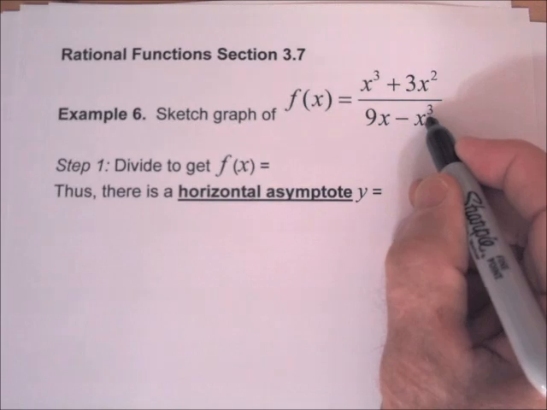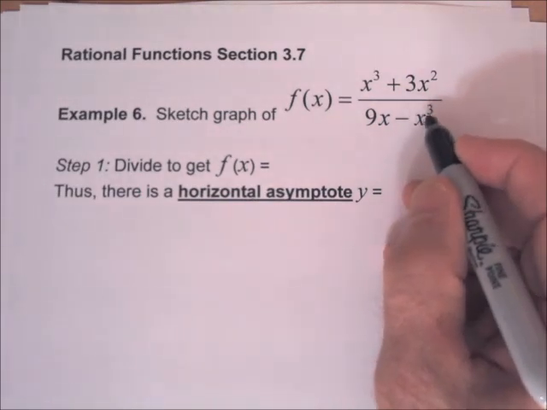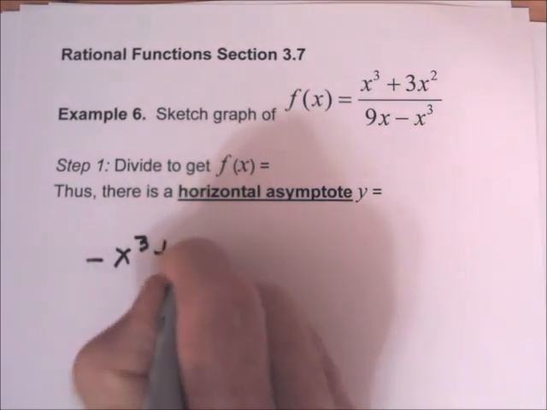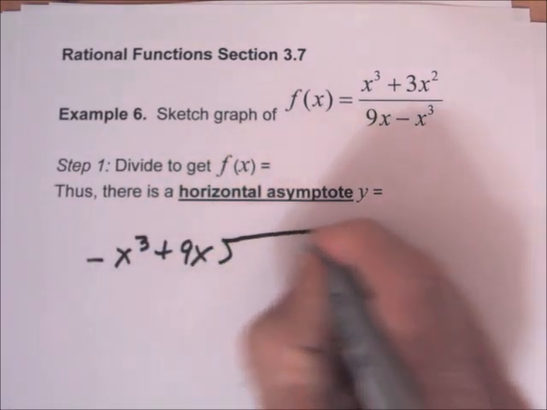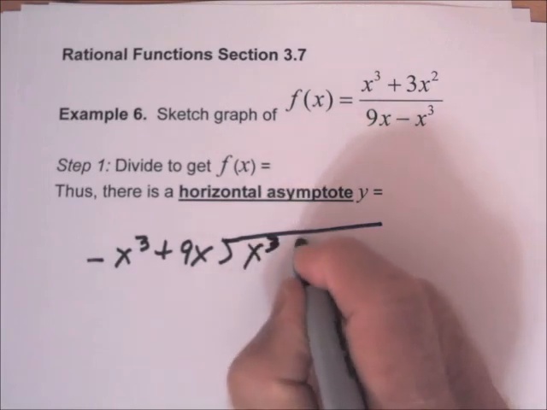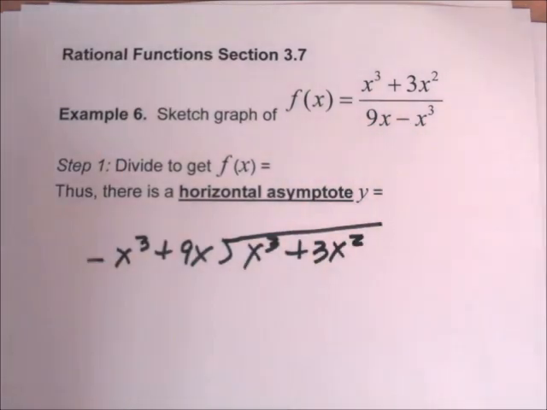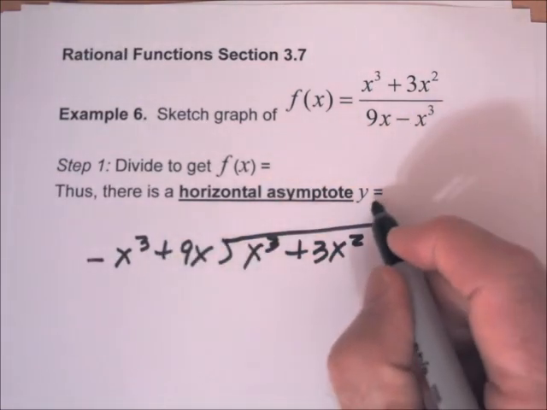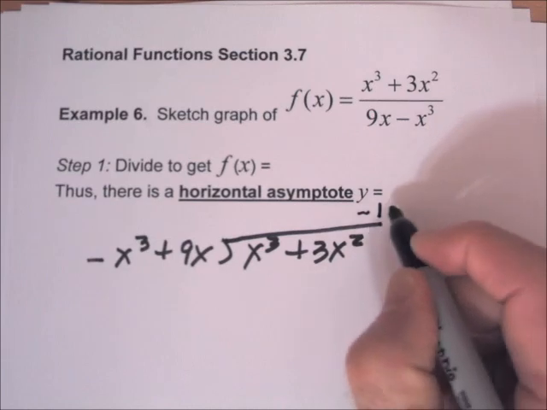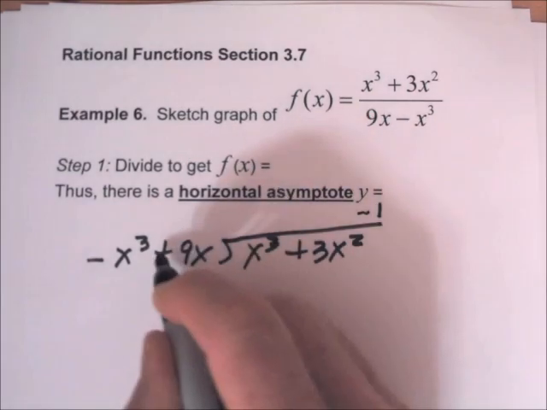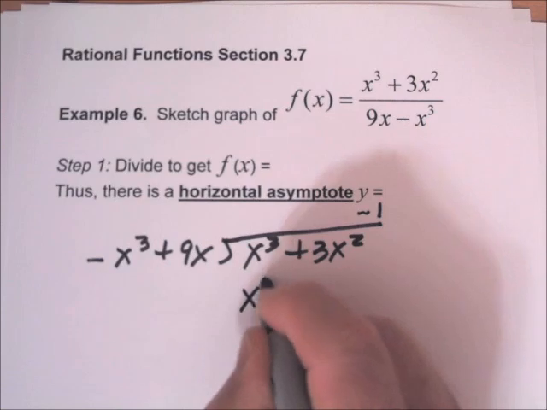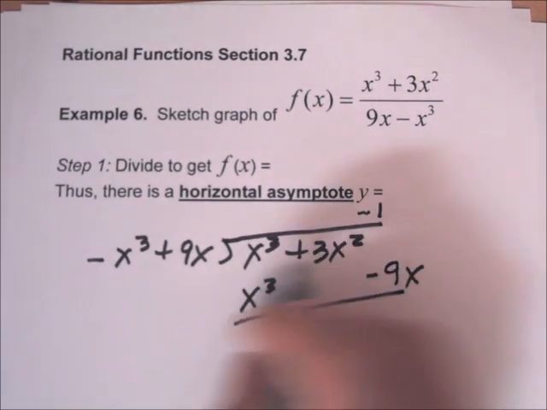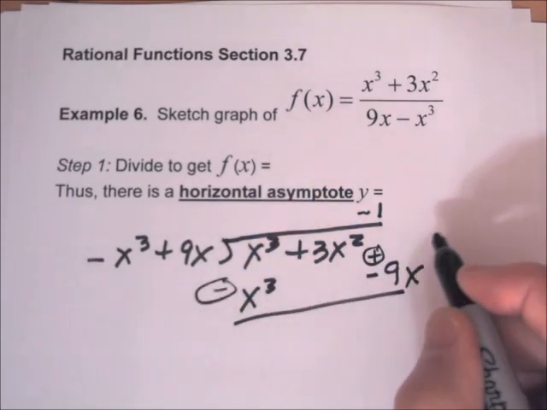So I'm going to list the denominator as negative x cubed plus 9x, and we want to divide that into x cubed plus 3x squared. So we divide the highest power of x by the highest power of x. x cubed divided by negative x cubed is negative 1, and then multiply. Negative 1 times negative x cubed is x cubed. Negative 1 times 9x is negative 9x. Draw the line, change the signs, add or subtract like terms according to the sign.